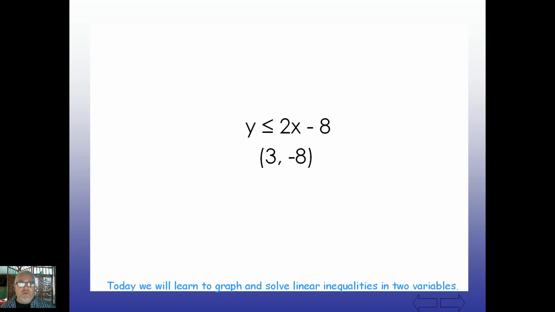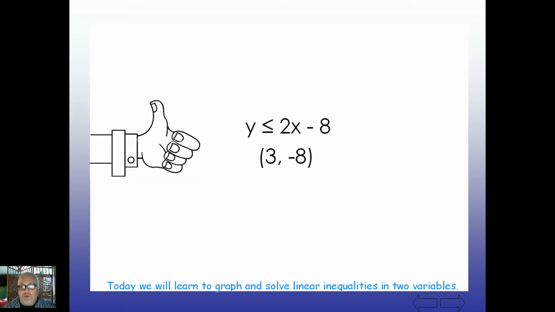Okay, how about this one? Y is less than or equal to 2x minus 8. So let's see, negative 8 goes here, 3 goes here. I've got 2 times 3 is 6. 6 subtract 8 is negative 2. Thumbs up. Good. Negative 8 is less than or equal to negative 2.